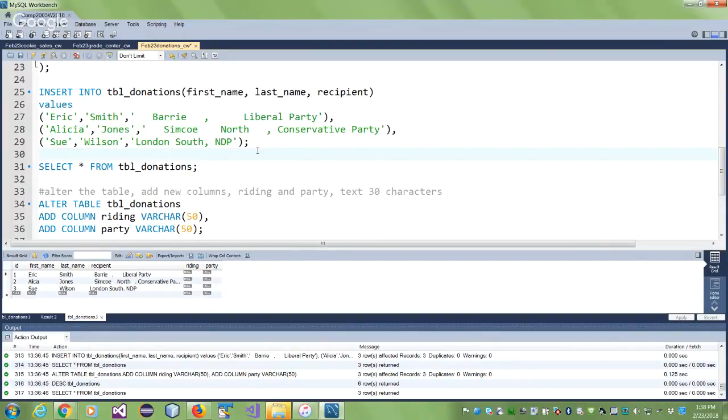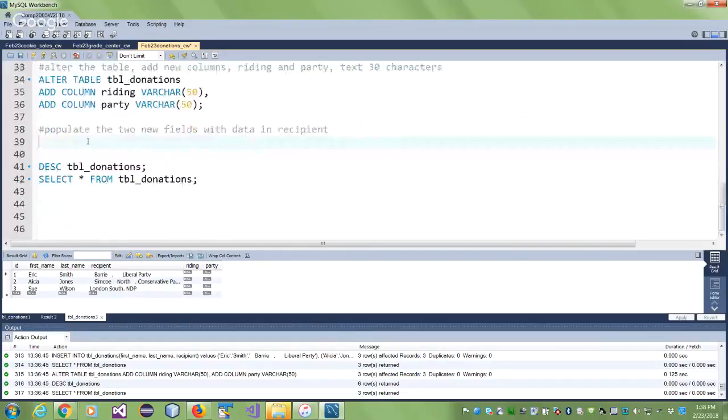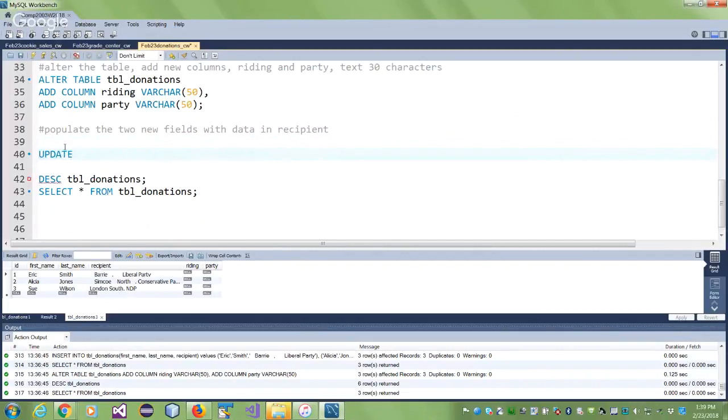Now there are a few ways that you can do things. I'll give you a couple of solutions, but again, you can choose what you like. There is more than one way of doing it. Okay, so my aim is anything before the comma is the riding name and anything after the comma is the party name. So a few ways of doing it. So let's update the table. Keep in mind, I want to change data, not insert new data. So I'm going to update my table.